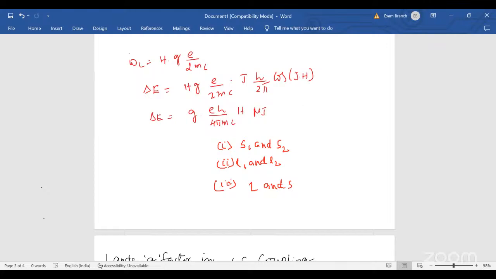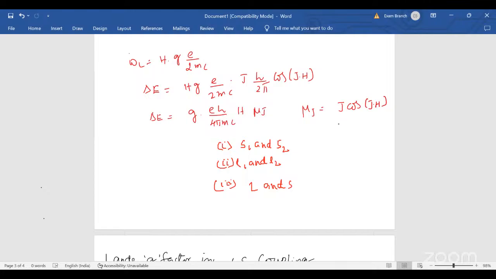Here we can write mu J as J into the cosine of the angle between J and H. This is nothing but the total magnetic quantum number.